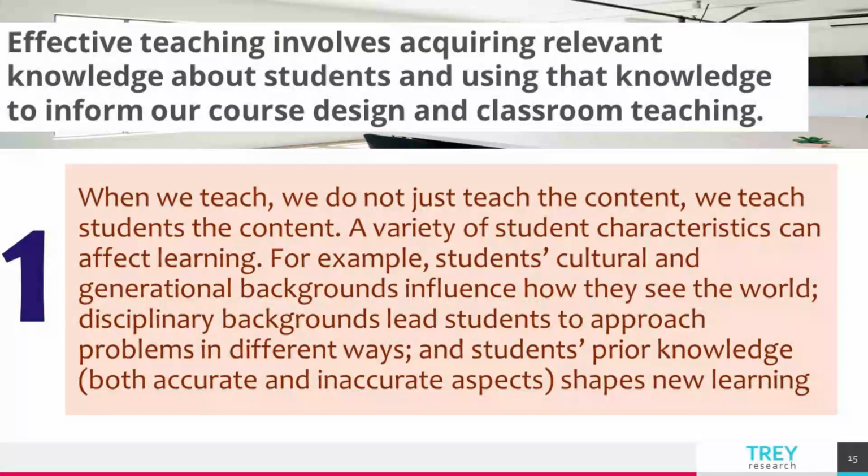Number 1 principle. Effective teaching involves acquiring relevant knowledge about students and using that knowledge to inform our course design and classroom teaching. When we teach, we do not just teach the content, we teach students the content. A variety of student characteristics can affect learning. For example, students' cultural and generational backgrounds influence how they see the world. Disciplinary backgrounds lead students to approach problems in different ways, and students' prior knowledge, both accurate and inaccurate aspects, shapes new learning.